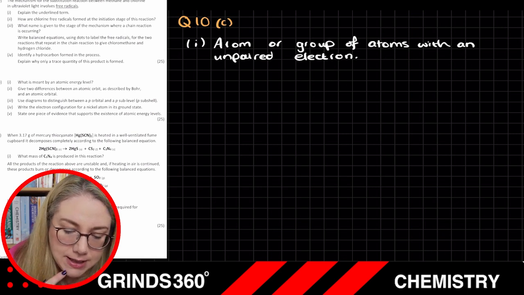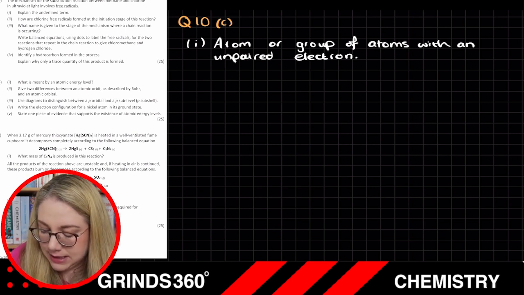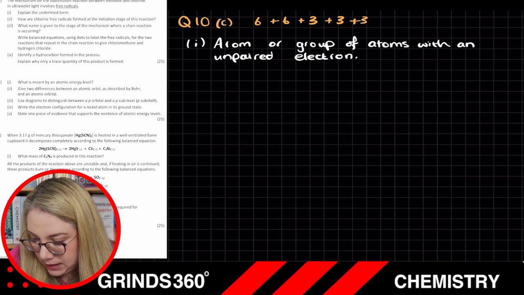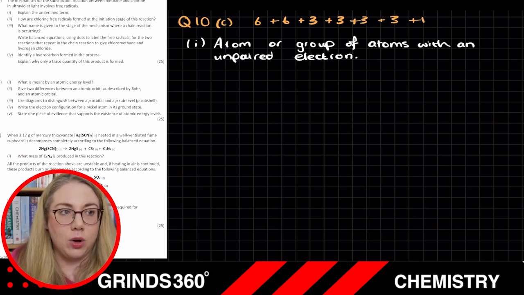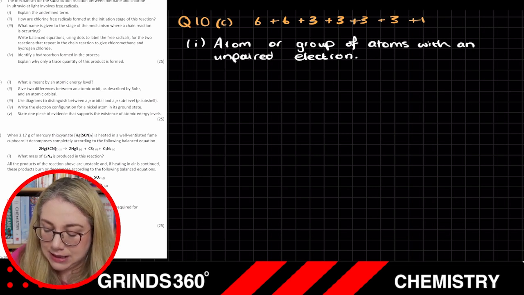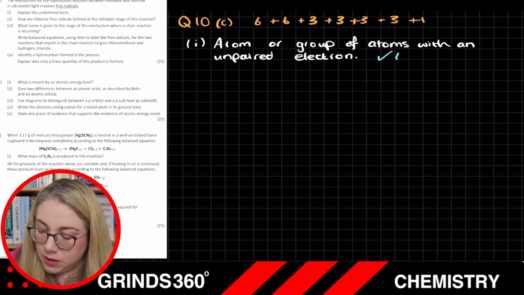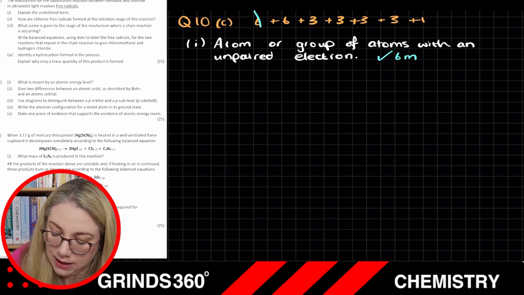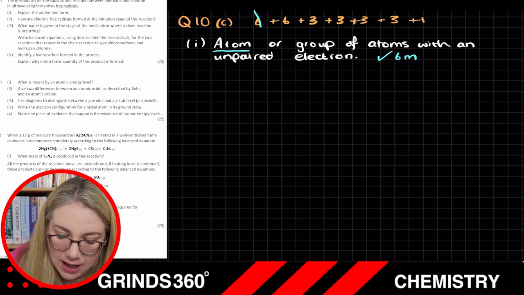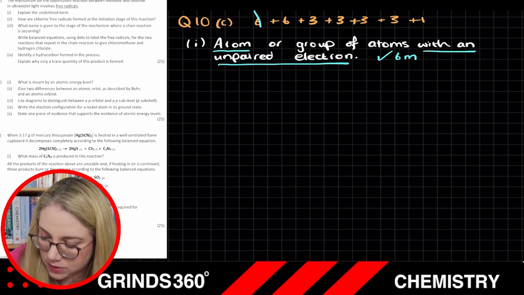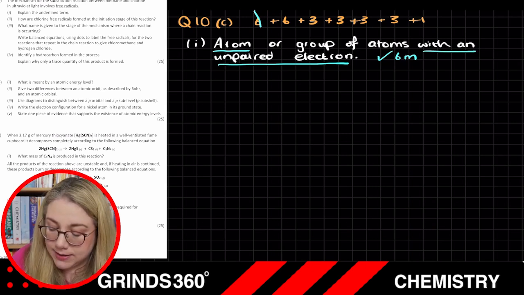Now, for this one, this is worth 6 marks because this question was marked really awkwardly. It was marked as 6 plus 6 plus 3 plus 3 plus 3 plus 3 plus 1. And all of these marks add together to get me 25. So the first question that you get marks in your question paper will get you your first 6 marks. That's the first 6 in the list. Now, what we're looking for here was atom, and we're looking for with an unpaired electron, or has an unpaired electron. We needed all of that for the 6 marks.